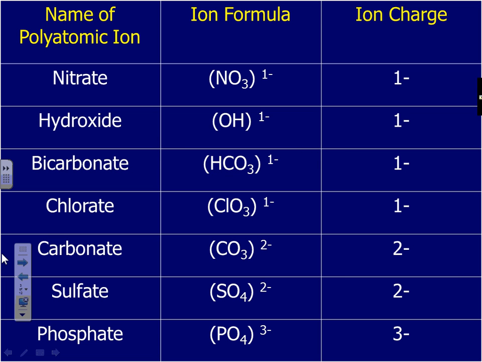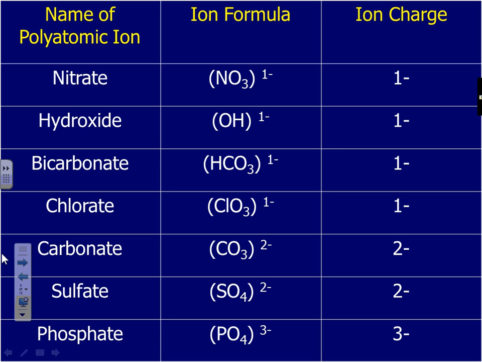Now, when I made the periodic tables yesterday, I had hoped that that little chart at the top of the table would be dark enough that we could see all those charges. Let's take a look at that chart right now, and I'm hoping your eyes are good, unlike my eyes. Just like this chart, it says nitrate, hydroxide, bicarbonate, chlorate, carbonate, sulfate, and phosphate. The big thing that we need to see is the number of O's and the charge. Can we see that on our chart?